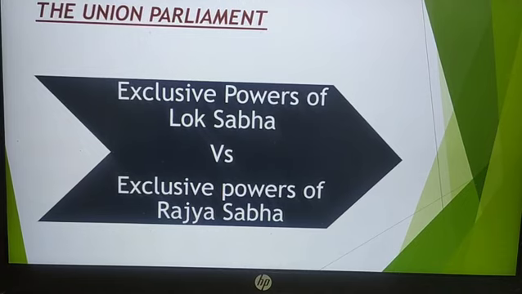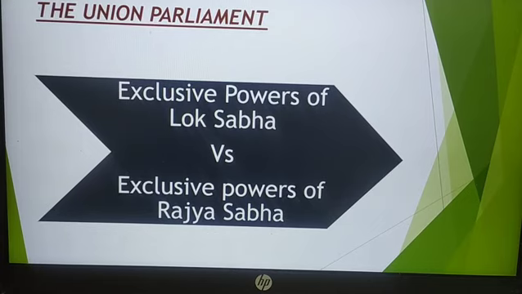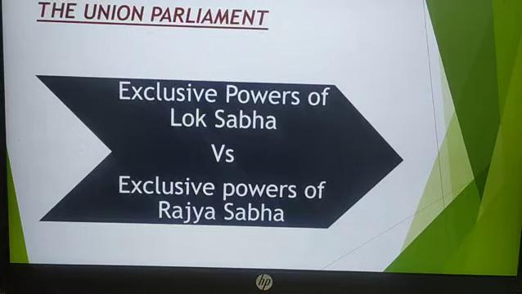So today we will start part 3 of Civics chapter 1, Union Parliament, of class 10 ICSE board. Today we will deal with the exclusive powers of the two houses. Exclusive means something which is only given to that house. So exclusive powers of Lok Sabha versus that of Rajya Sabha.